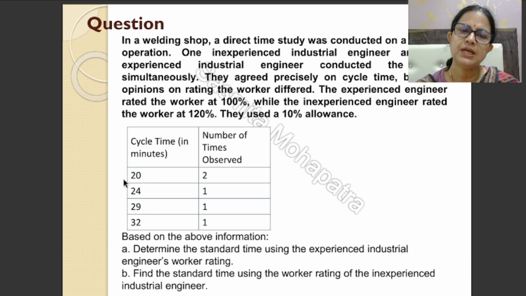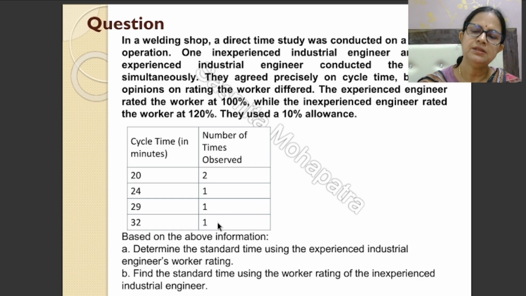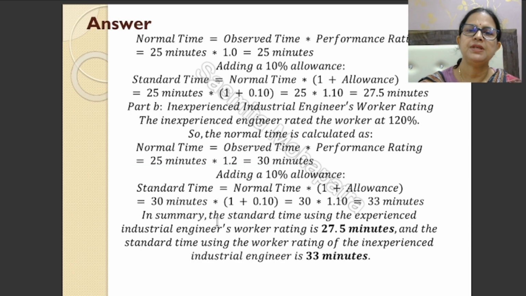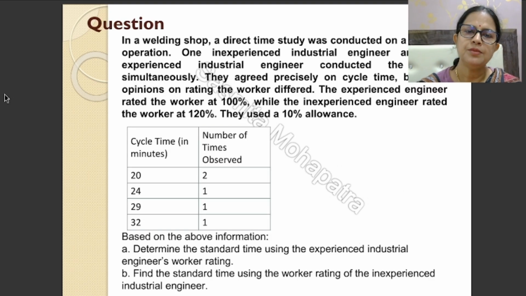So we take the total time, 40 plus 24 plus 29 plus 32, and divide the sum by the number of observations, that is 5, and we get 25 minutes. That is our observed time. The average time we get is 25 minutes. That is the sum, 2 times 40 plus 24 plus 29 plus 32, whole divided by the number of observations, 5, and we get 25 minutes.